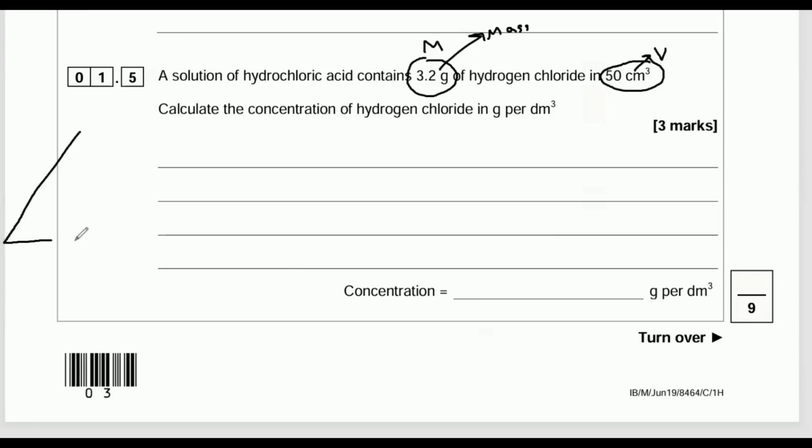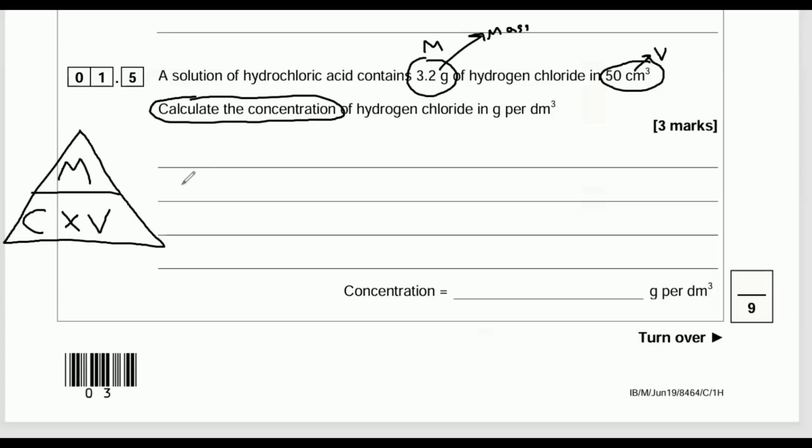If you haven't learned this equation off by heart, what are you doing? You're going to lose 2 or 3 marks in your exam because they're going to ask you one of these questions in your GCSE exam. And if you don't know this equation off by heart, you're going to lose the marks. It's mass over concentration times volume. So I've located that I have M and V. That means I'm definitely looking to calculate the concentration. And all you have to do is M divided by V equals C. So M over V equals C. Now, if you just do 3.2 divided by 50, you are going to get 2 marks.